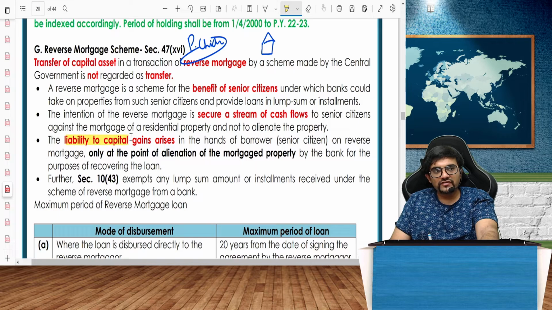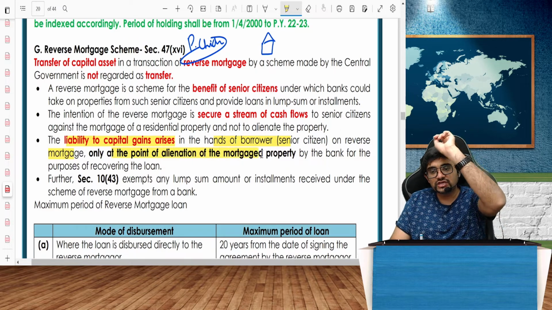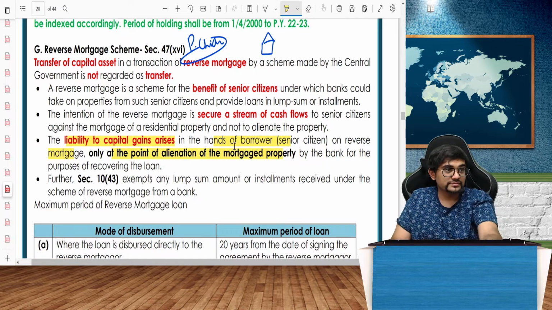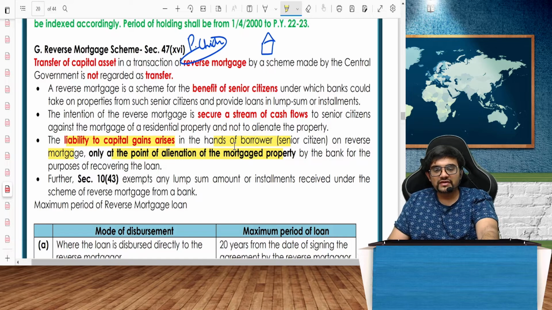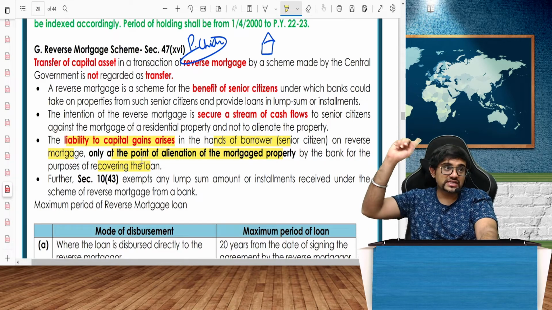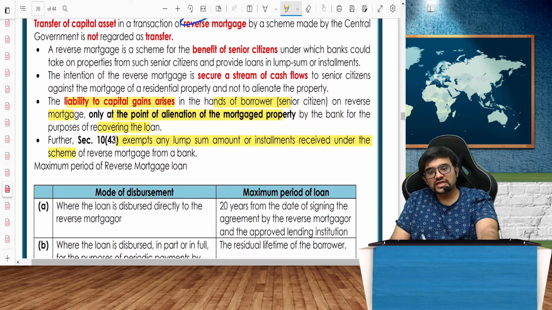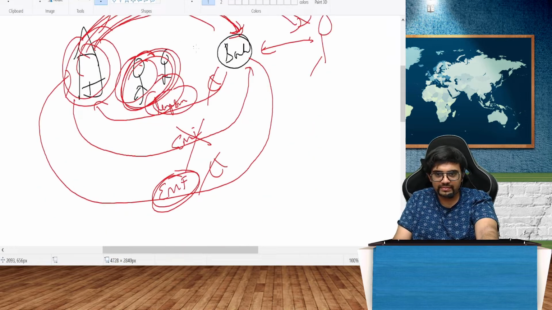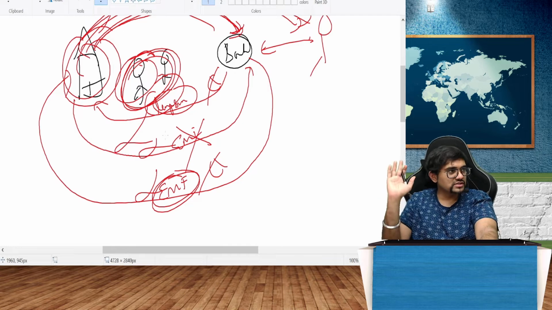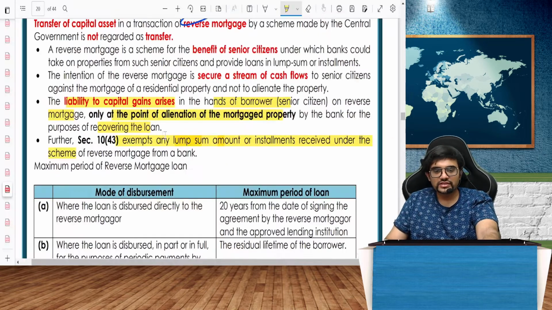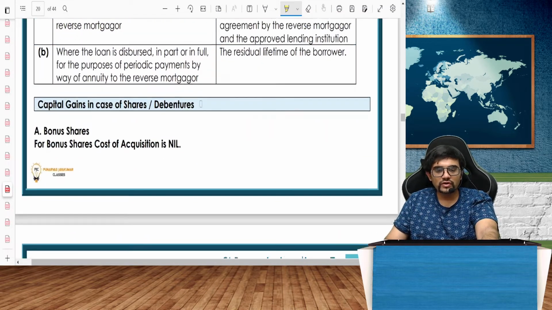The liability of capital gains arises in the hands of the borrower on reverse mortgage only at the point of alienation of the mortgaged property by the bank for further recovery. Only at the last stage will it come. Everything else, it will not come. So 10(43) exempts any lump sum amount. The lump sum amount that I receive is not a transfer, the EMI that I receive is not a transfer. Please enjoy, 10(43), a very good provision.